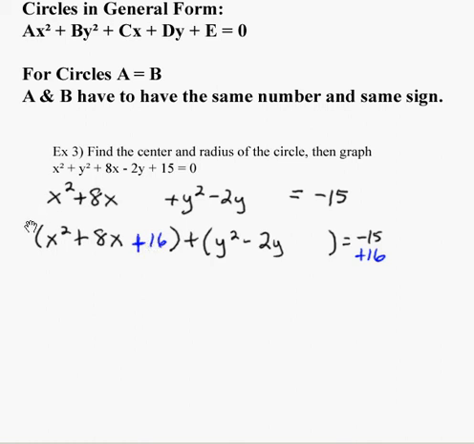And be careful. Since there is no number, no coefficient in front of the parentheses, it's 1, I am really also adding a 16 to the other side of the equation. So don't forget the addition property of equality for equations. If you add something to one side, you need to add it to the other side so that they are the same and balanced.